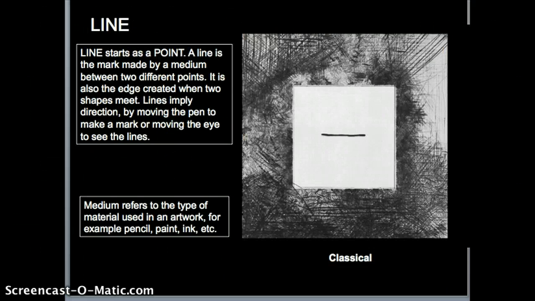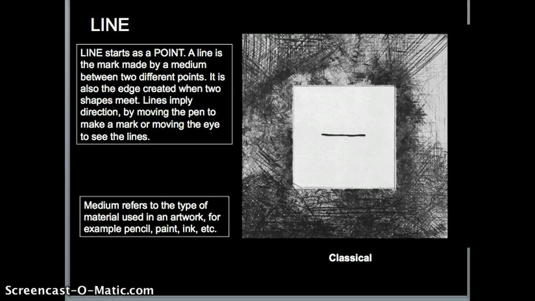So a foundation for any artwork, to begin the discussion, you can look at the line and start to describe the qualities of the line. The line is the very basic foundation. It starts as a point, and then you create a mark between two different points with a medium. A medium is the material used for the artwork. So it can be a pen, a pencil, paint, anything that's going to create a mark.